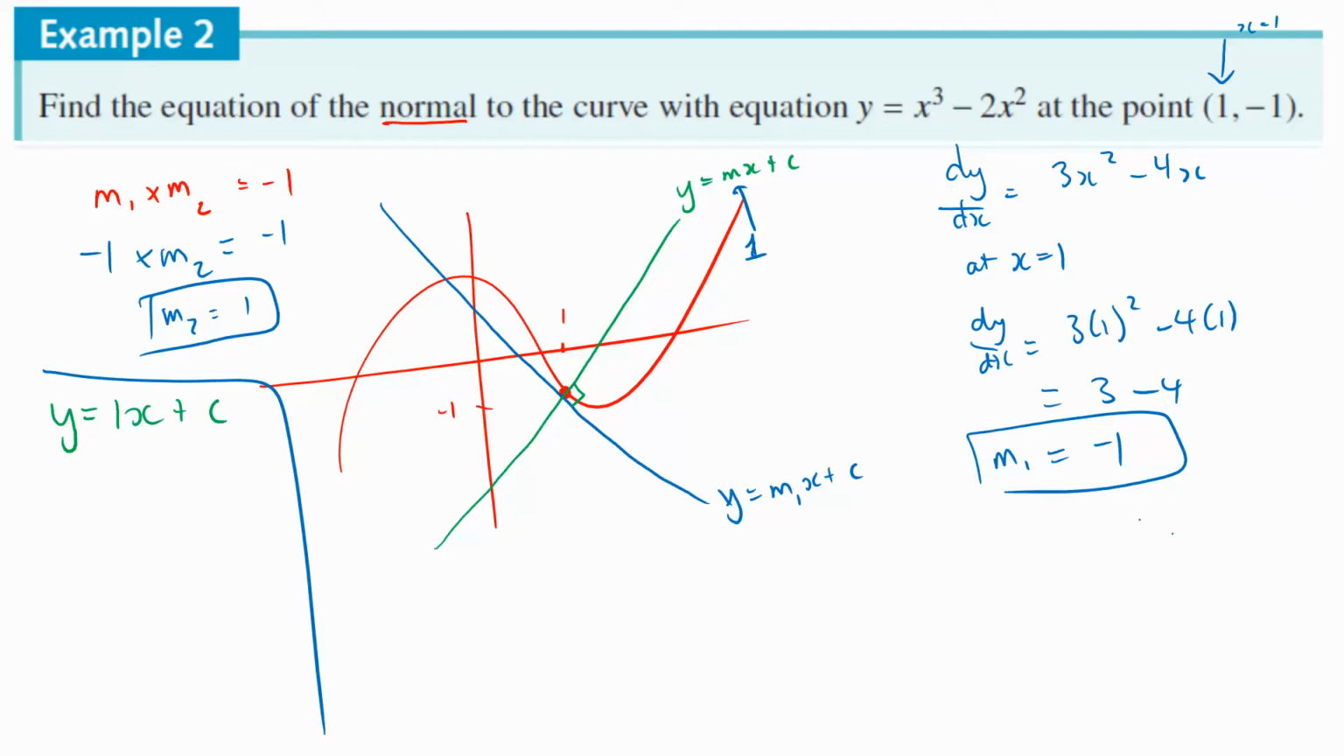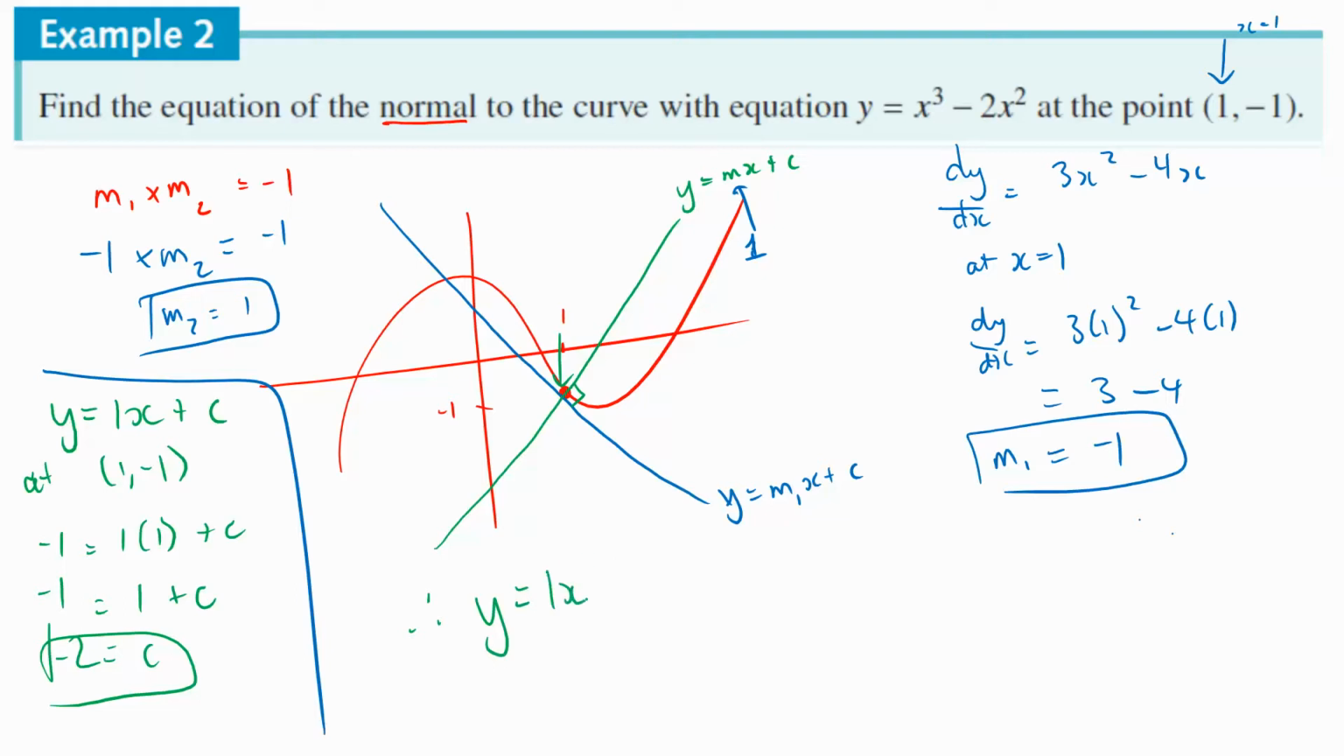So I can substitute x equals 1, y equals negative 1 into the equation to find c. Okay, so it is possible to do because they do cross at 1, negative 1. So at 1, negative 1, you've got negative 1 equals 1 times 1 plus c, and that works out to be negative 2. Okay, therefore, y equals 1x minus 2 is the equation of my normal line. I wasn't trying to find the equation of my tangent. I was trying to find the equation of my normal line. How was that? Pretty easy?